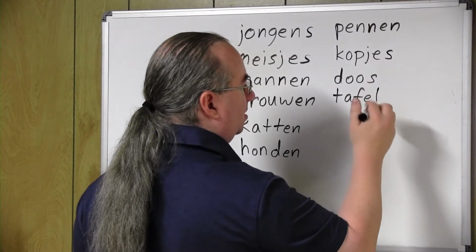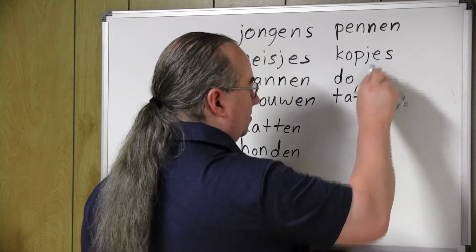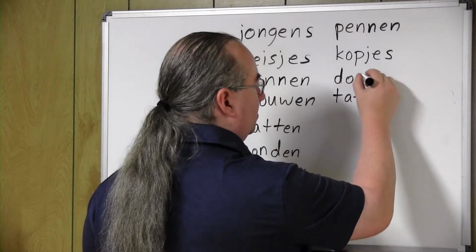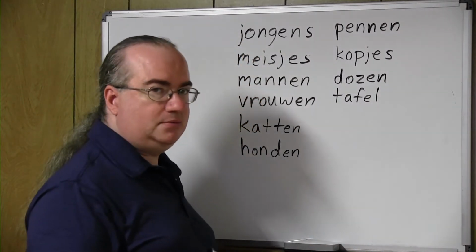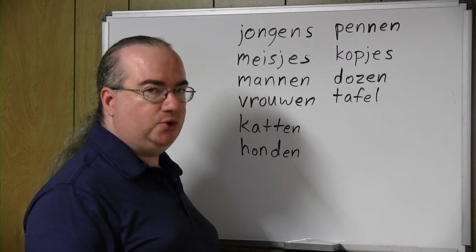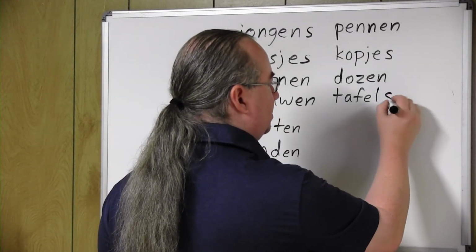Kopjes. Doos is quite a bit different when you convert it to plural. Dozen. Not dozen. Dozen. And then tafel just becomes tafels.